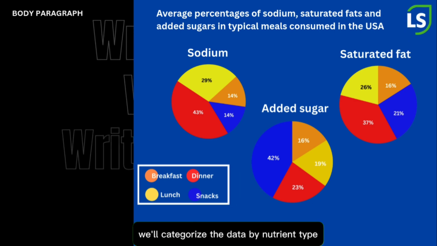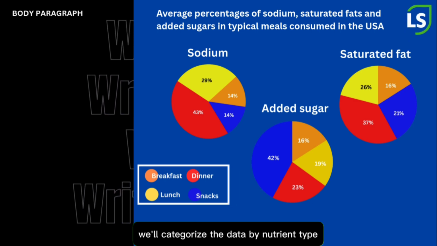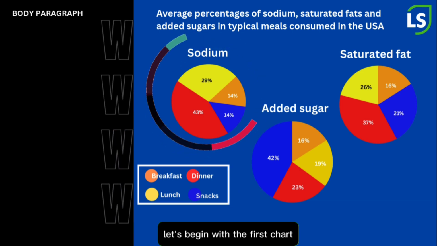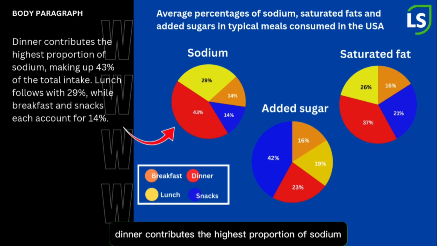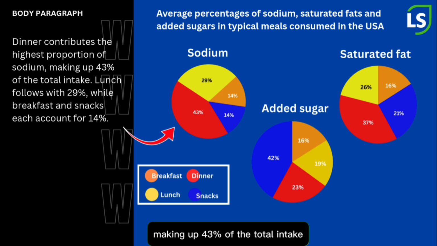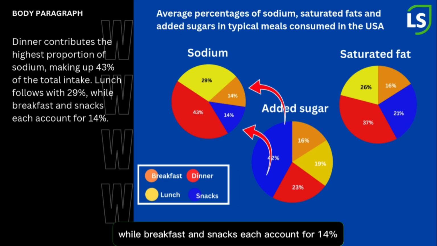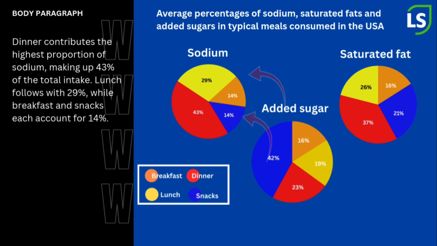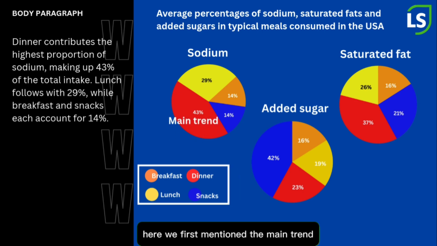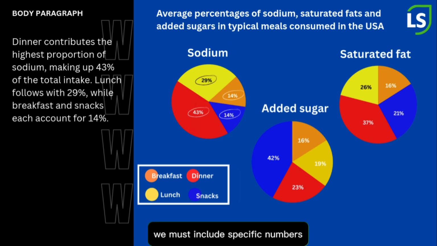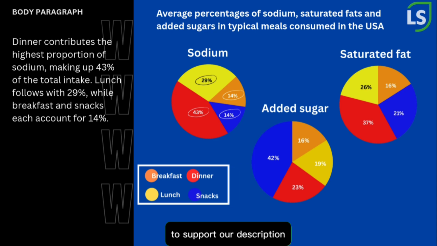To make it easier, we'll categorize the data by nutrient type. This way, it's easier to organize and track the information. Let's begin with the first chart. Dinner contributes the highest proportion of sodium, making up 43% of the total intake. Lunch follows with 29%, while breakfast and snacks each account for 14%. Here we first mention the main trend, then summarize the remaining figures in descending order. We also made a clear contrast between the highest and lowest values. Remember, in the body paragraphs, we must include specific numbers to support our description.